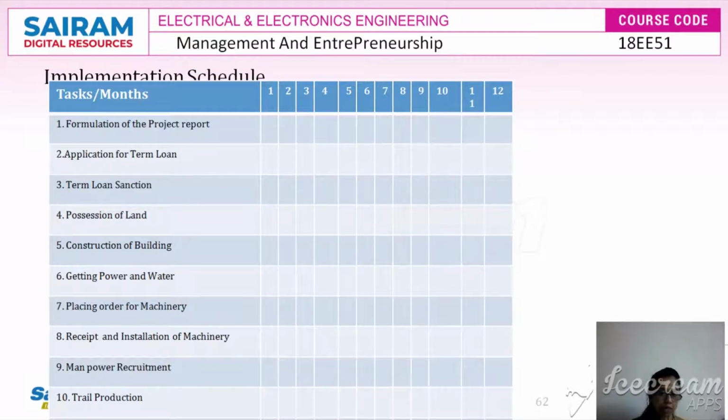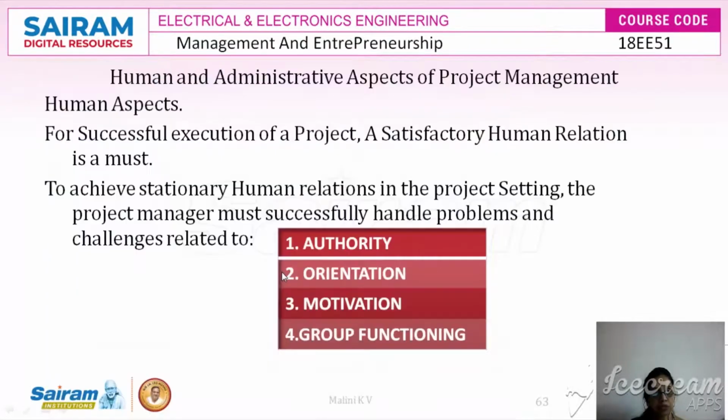After the machineries are received, once the machineries are ready, then the installation of the machinery would happen. After the machinery, parallelly the manpower recruitment process will start. Once the manpower recruitment is finalized, depending on the number of people required in order to carry out the activity, then after the recruitment has happened, the trial production would start. This is going to be the implementation phase that every entrepreneur has to prepare.